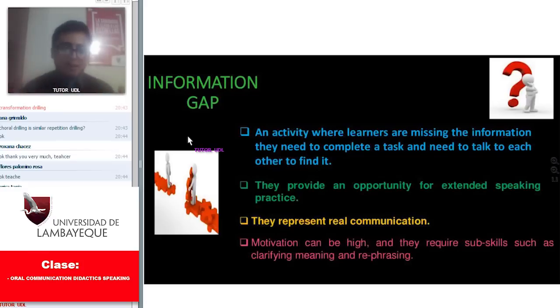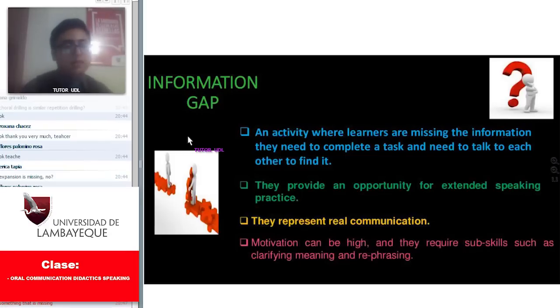So the information is divided. One part of the information student A has and the other part student B has. So what do they need to do? They need to talk in order to find the missing information, the information that they need. Okay, yes, by using questions, most of the time, it's like this. Then I will show you some examples of information gap.